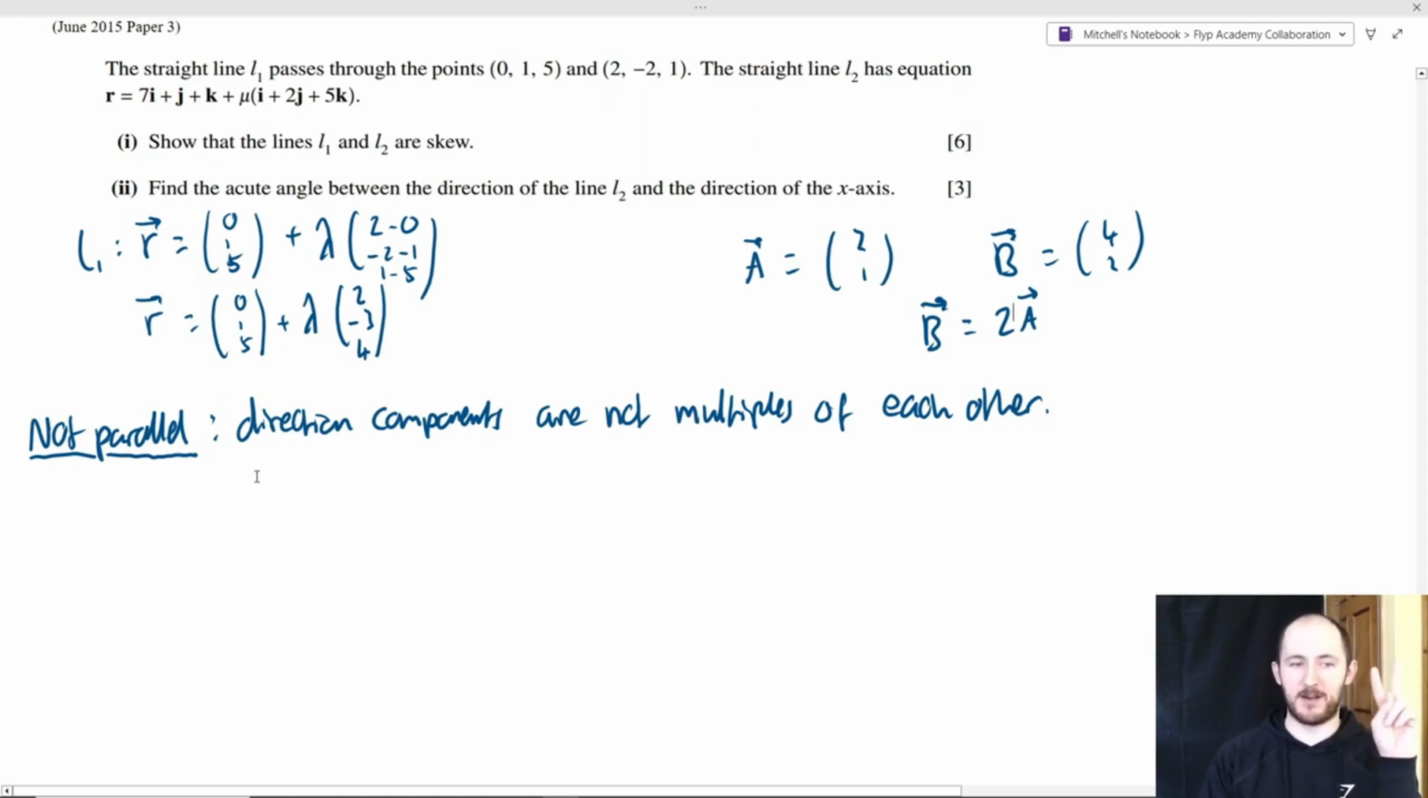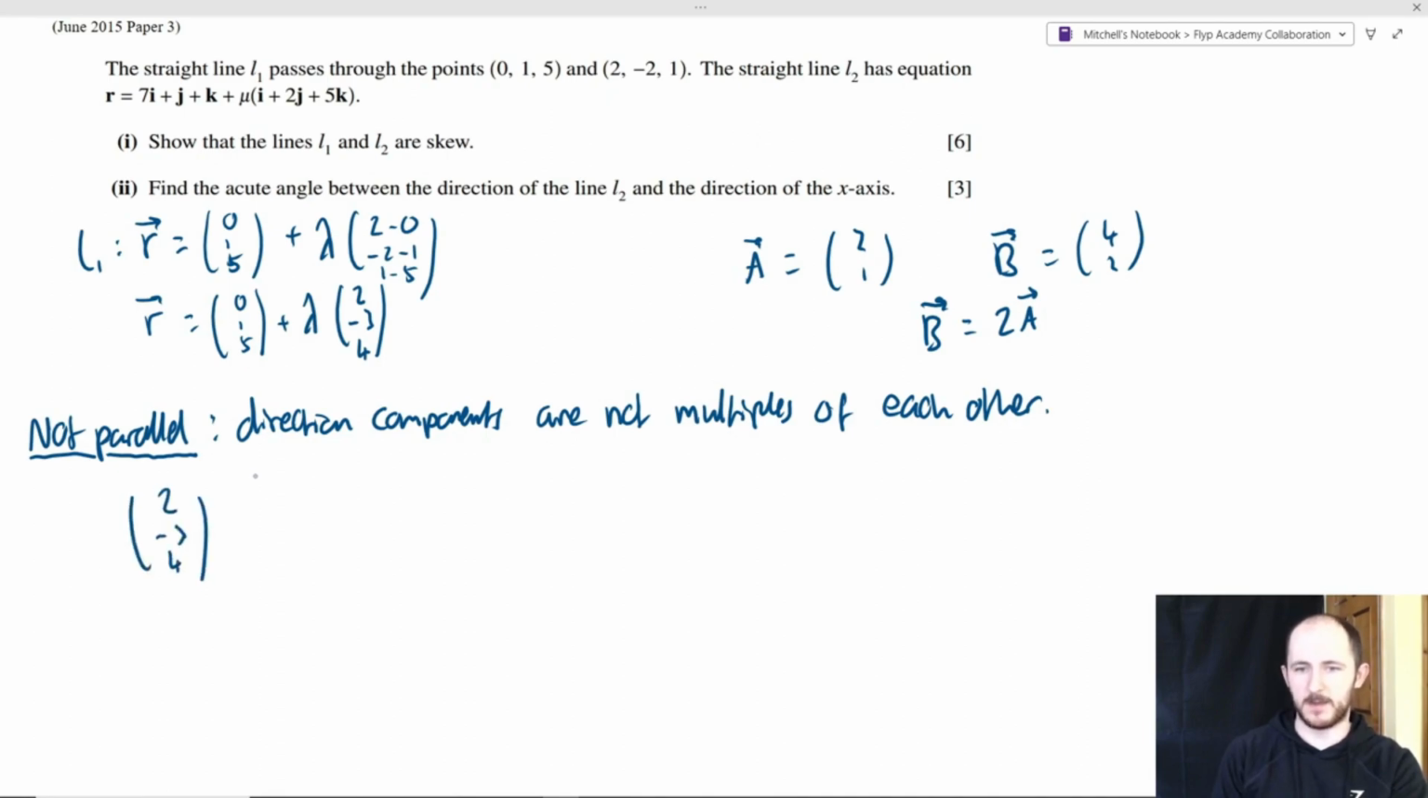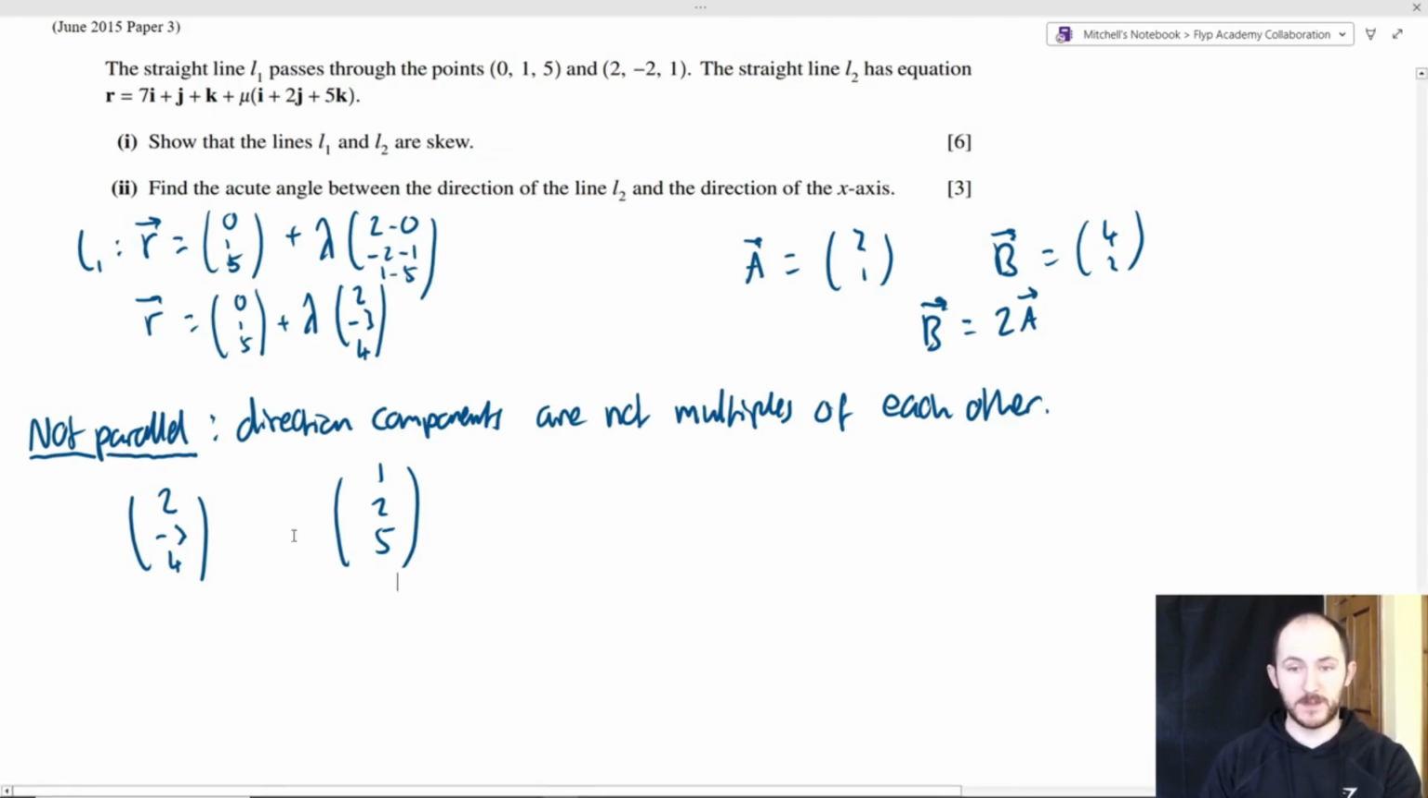So if two things are parallel and two other things are parallel to each other, then they're all parallel to each other. So if I write out just the direction components, 2, minus 3, and 4, and I look at 1, 2, and 5, there is absolutely no constant that I can times any one of these by. It can be a fraction, it can be a decimal, it doesn't matter. That will give me to make these two equal.